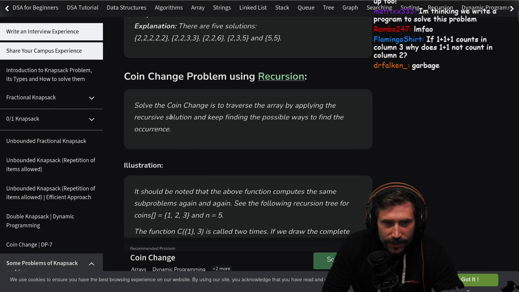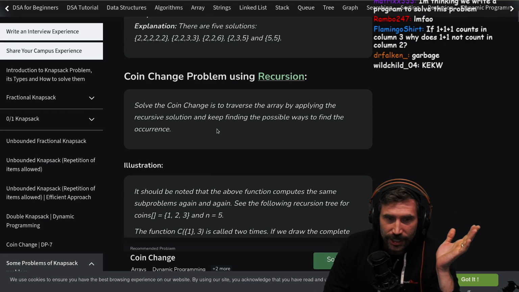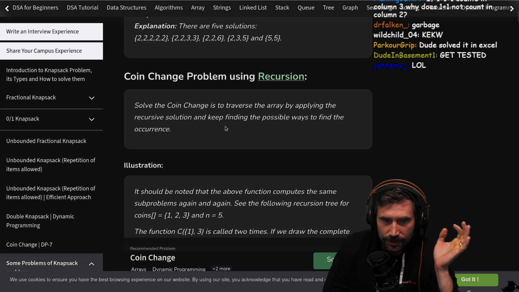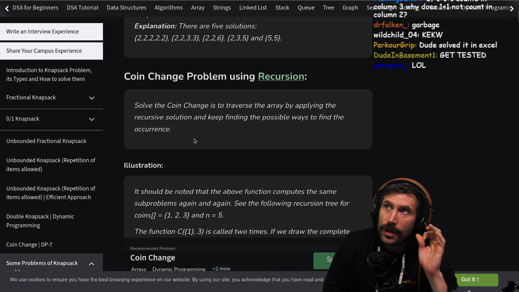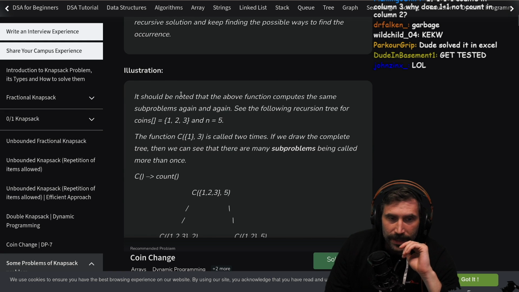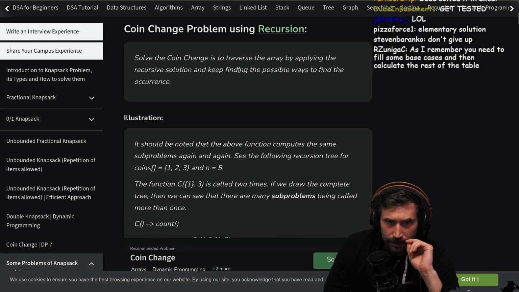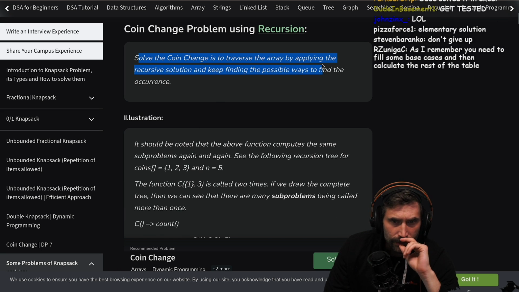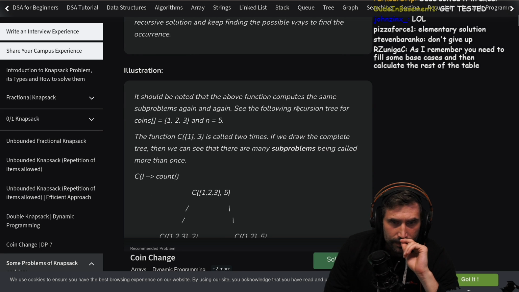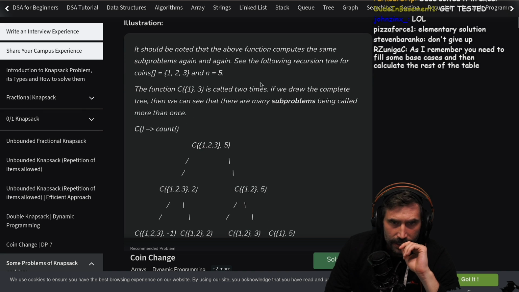Okay, here we go. Coin change. To solve the coin change problem, traverse the array by applying the recursive solution and keep finding the possible ways to make the currency. Interesting. It should be noted that the above function computes the same subproblems again and again. Yep, that's true. There are 5 solutions. Okay, good. See the following recursive tree.